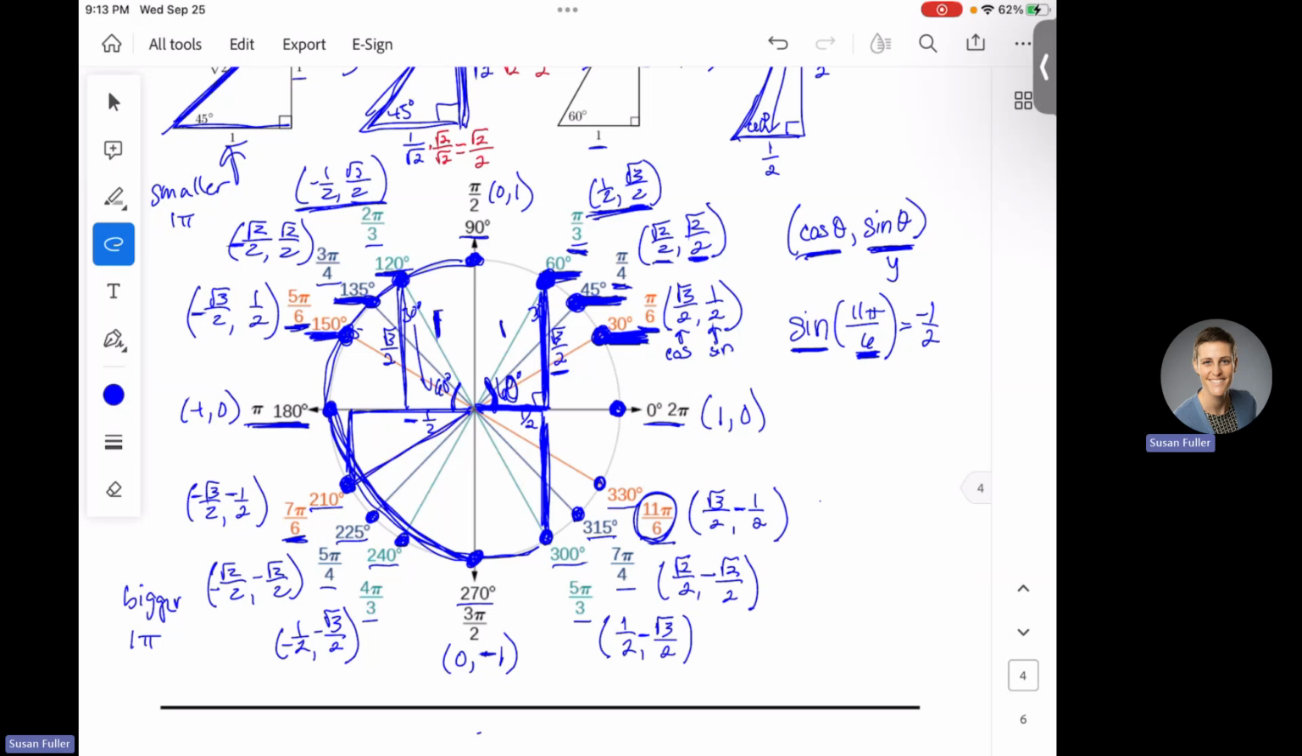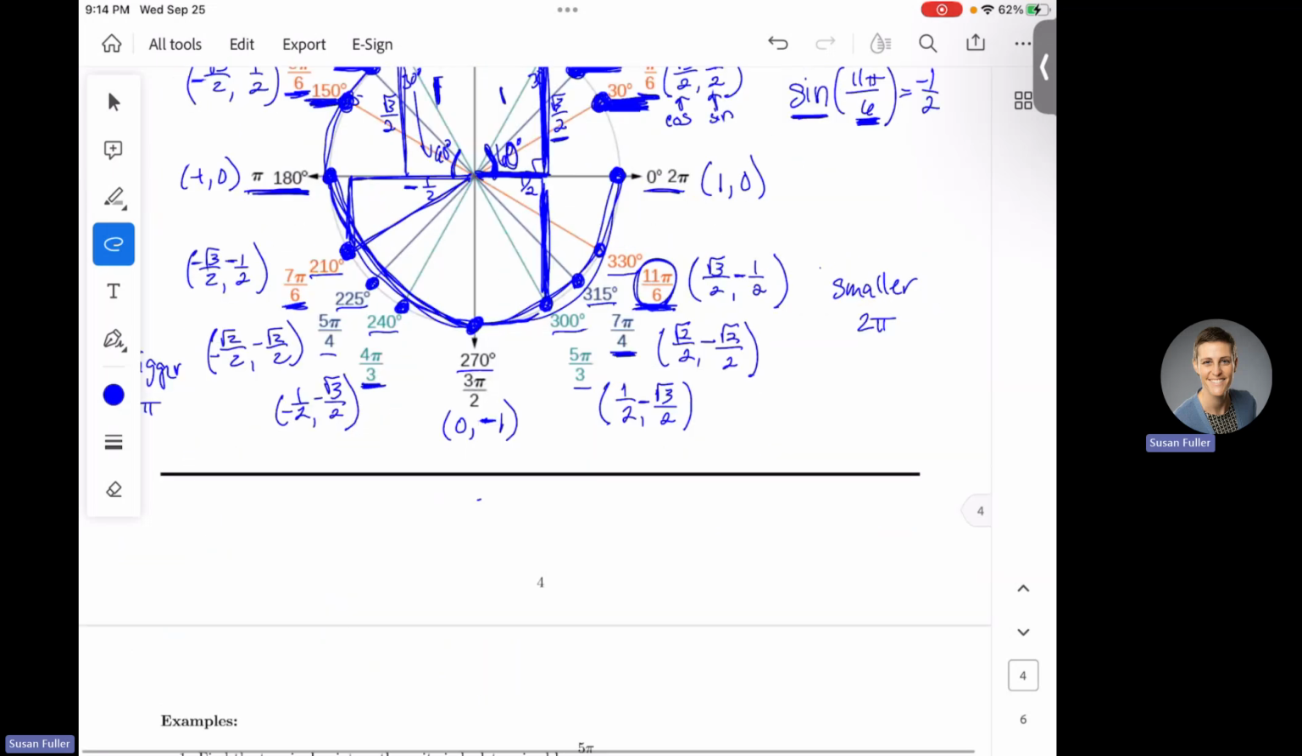Everything down here is going to be slightly bigger than 1 pi. 7 pi over 6, that's 7 over 6 pi. That's a little bit bigger than 6 pi over 6, which would be 1 pi. 4 pi over 3, that's a little bit bigger than 1 pi because 1 pi would be 3 pi over 3. And then everything here in quadrant 4 is going to be a bit smaller than 2 pi because we're not quite at 2 pi. So 11 pi over 6 is slightly smaller than 2 pi because 2 pi would be 12 pi over 6. 7 pi over 4 is a little bit smaller than 2 pi because 2 pi would be 8 pi over 4. So that can help you find things a little bit faster.